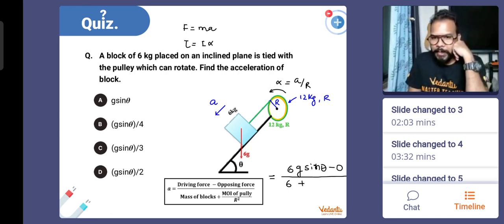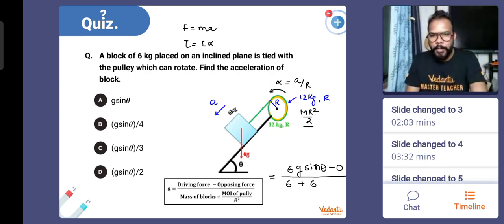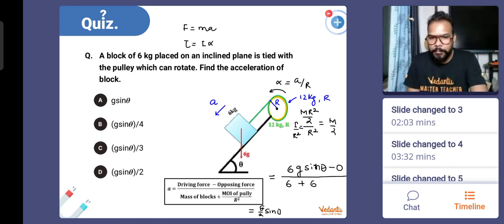The mass of the block is 6 kg and the value of moment of inertia by r square is m by 2. M by 2 is also 6, right everyone? mr square by 2 divided by r square is basically m by 2. This is I by r square, so that value comes out to be 6. So what am I getting? The answer is option D directly. This is g by 2 sin theta.